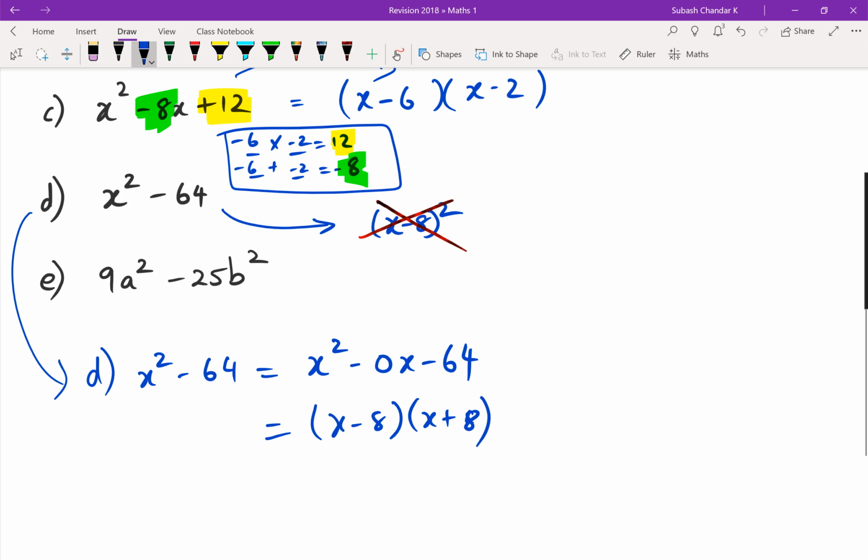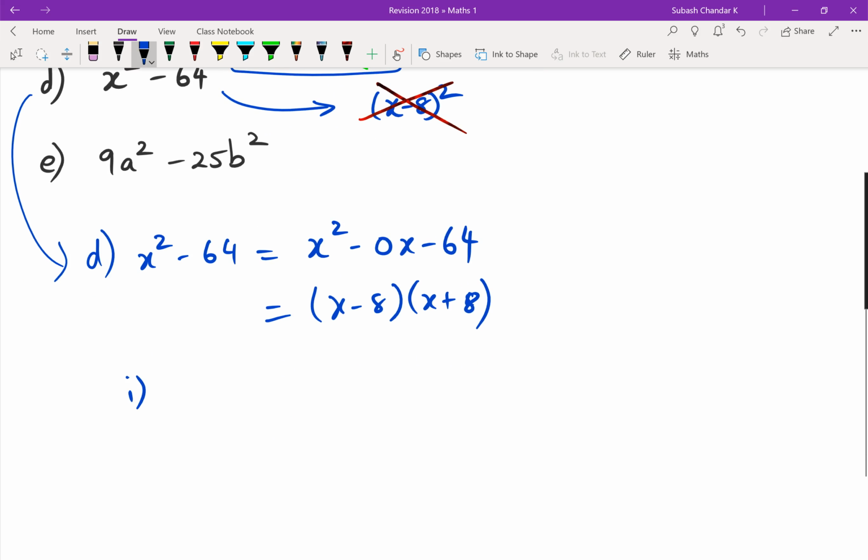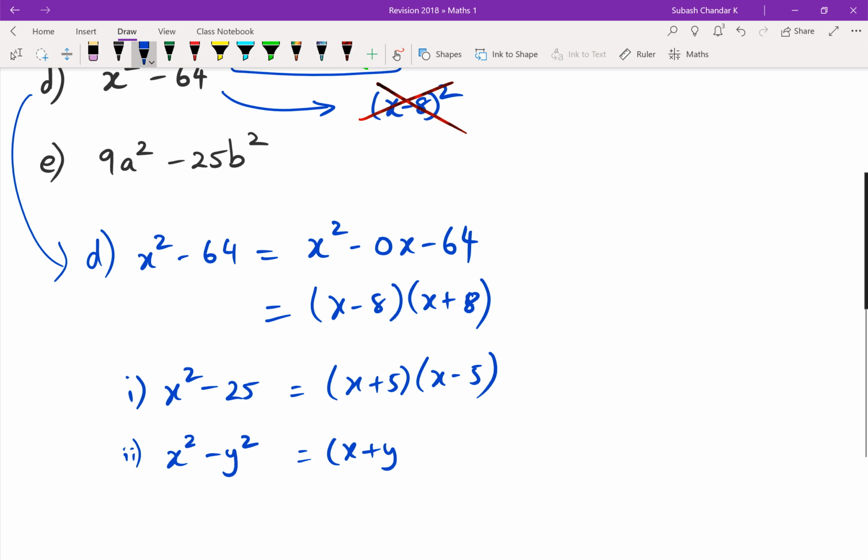It's called difference of 2 squares. All right. So if you ever get a question like this, the numbers are going to be the same, but the signs are going to be different. So if I give you another example like this, say x squared minus 25, then this would be x plus 5 and x minus 5. And if I say x squared minus y squared, for example, then this would be x plus y and then x minus y.